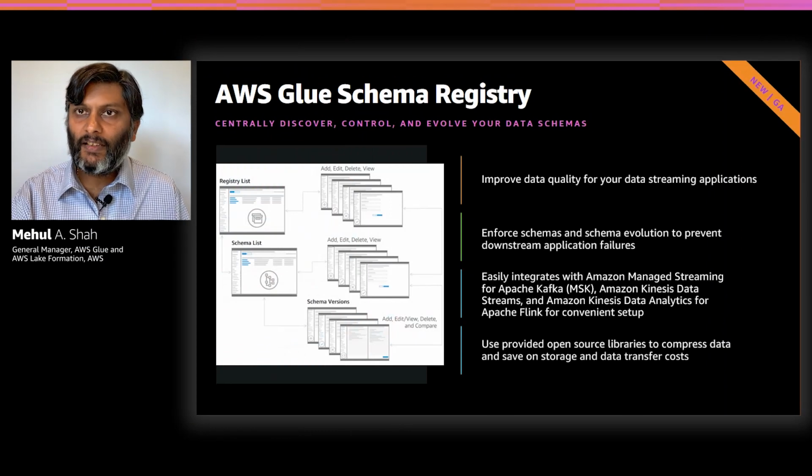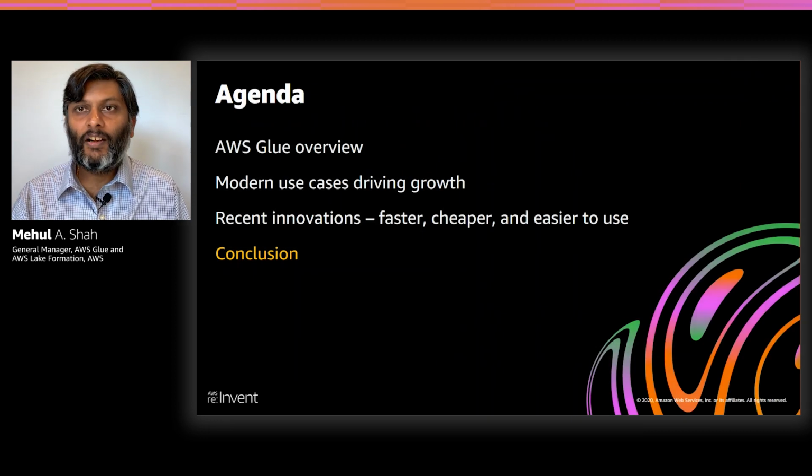The second new capability is the Glue Schema Registry with the data catalog. What it allows you to do is enforce schema evolution rules for schemas in your data catalog, and this is useful for getting data quality for your streaming applications, for getting data quality when you're processing streams from Kafka, Kinesis, and running Kinesis Data Analytics or Apache Flink.